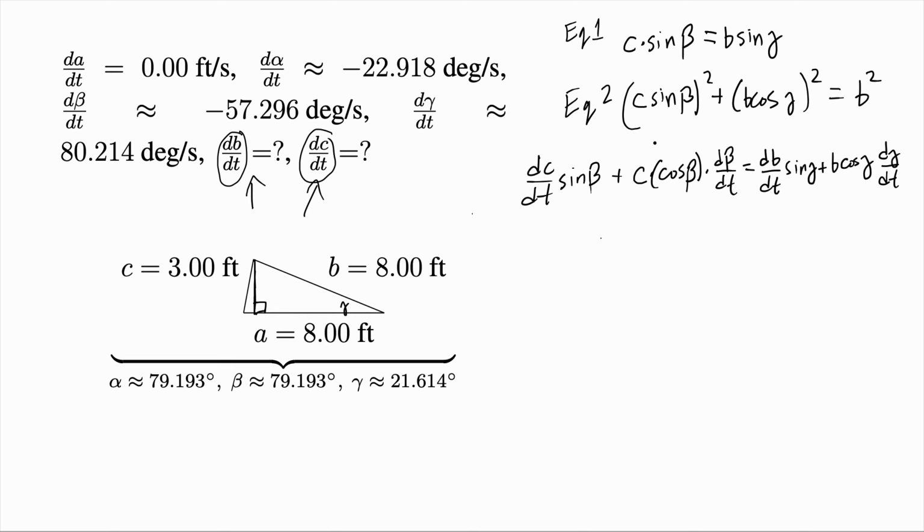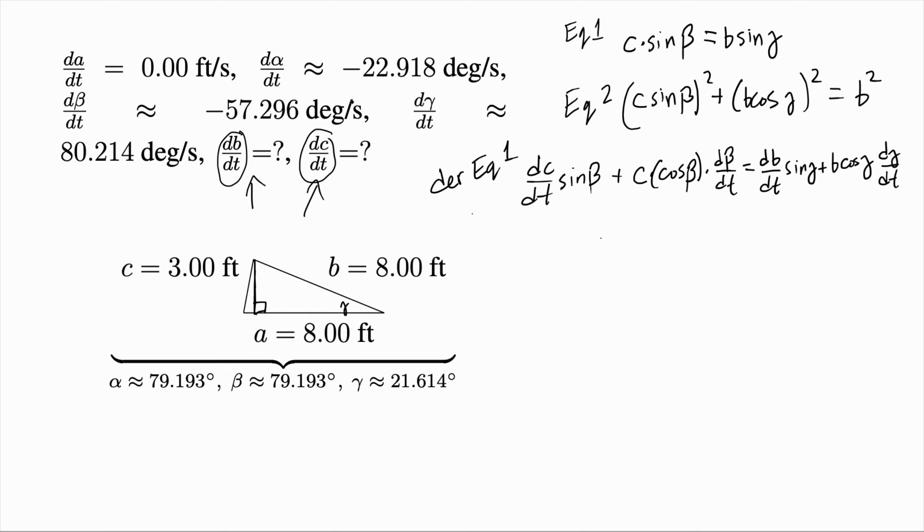Okay, so this is derivative equation 1. And this relates dc dt and dB dt. And you can plug in, we actually are given the values for d beta dt, d gamma dt, and so forth, but just remember something, as in the last video. These values are given in degrees per second.